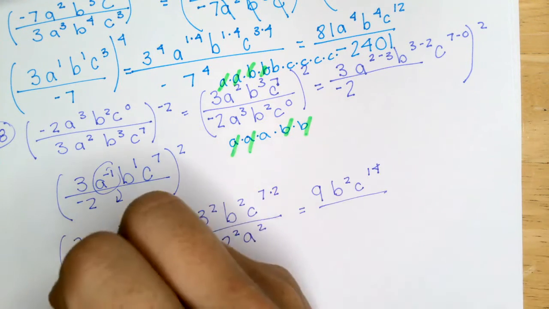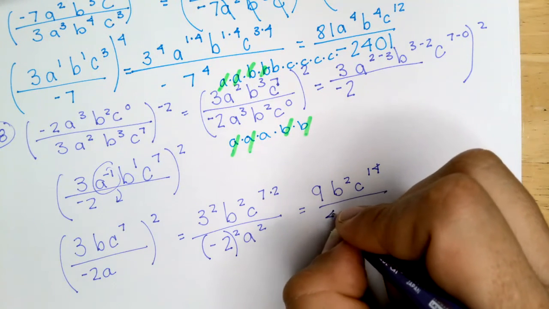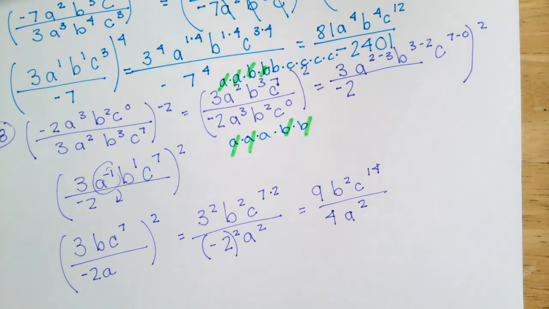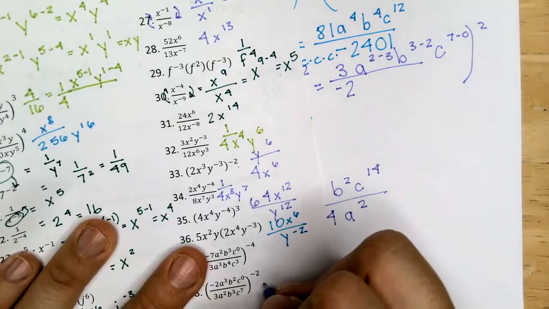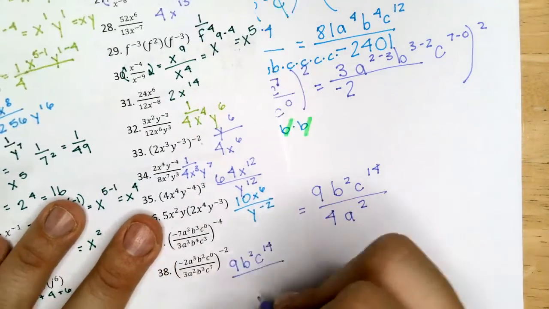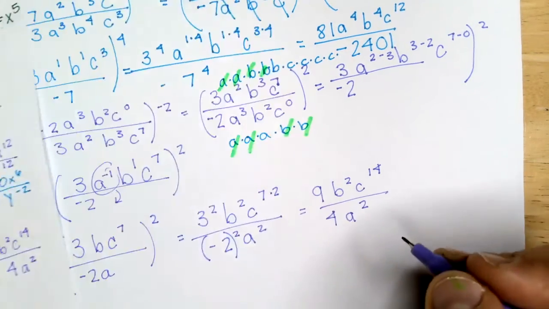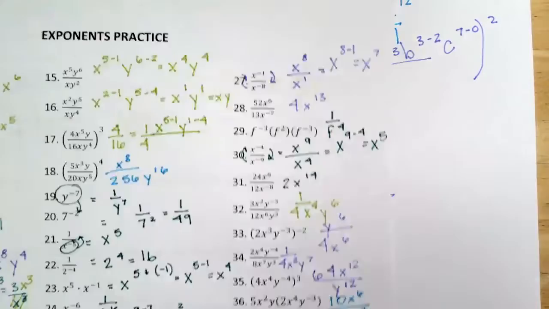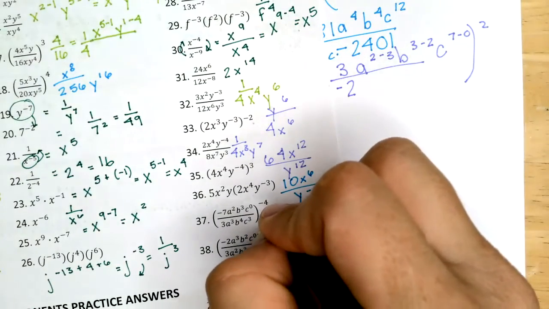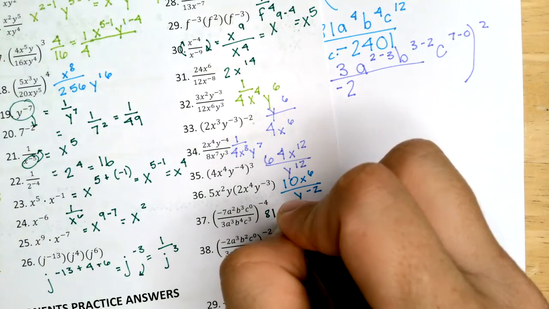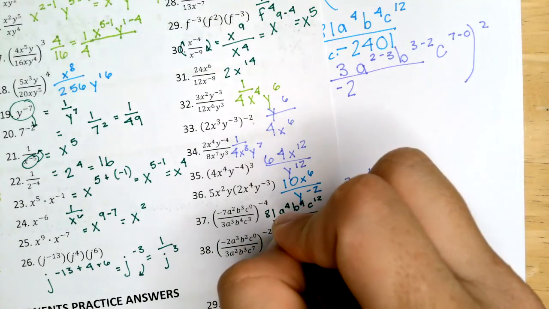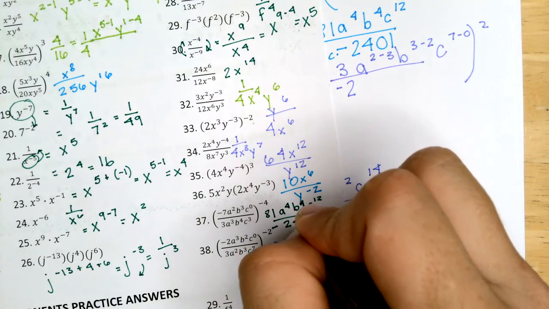Negative 2 squared, oh, sorry, it should be in parentheses, right? Negative 2 squared is a 4, and then a squared. So that's our last one. This was 9 b squared c to the 14th over 4a squared. This one was 81 a to the 4th b to the 4th c to the 12th over negative 2,401.